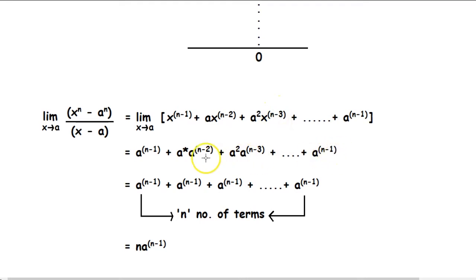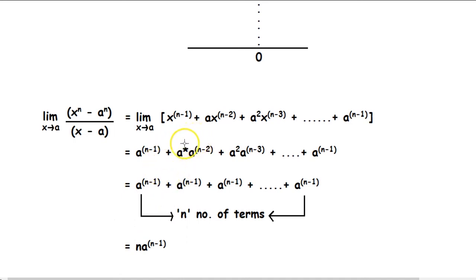So finally we get a to the power n minus 1 plus a to the power n minus 1. So all the terms will have a to the power n minus 1. So this will continue for n number of terms. That means we have n into a to the power n minus 1. So finally we get the answer that we want. So this proves that the limit of x to the power n minus a to the power n divided by x minus a as x tends to a gives us n into a to the power n minus 1. So that is the proof of this theorem using algebraic division.